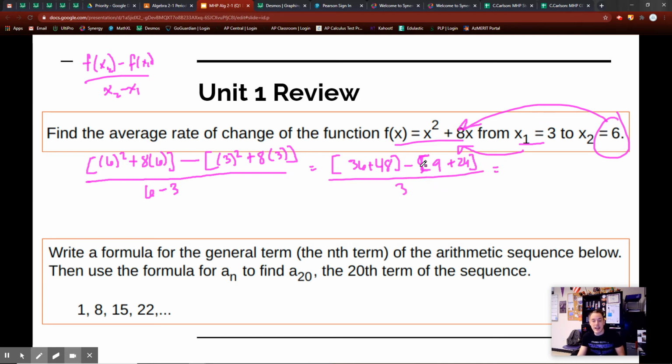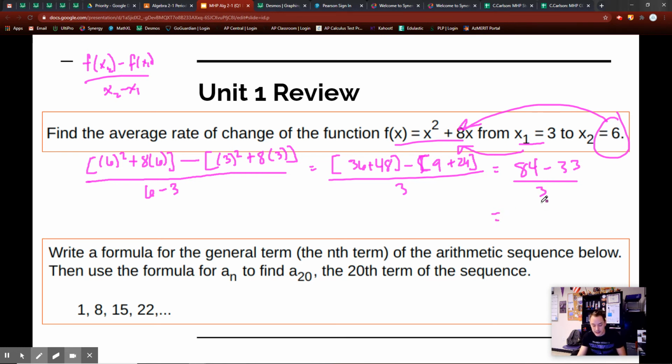36 plus 48, I believe that is 96. So 48 plus 36, 84. I was off by 12. Dang it. So that's 84. And then minus, this is 33. Wow, not really good with my adding today. And then all over 3.